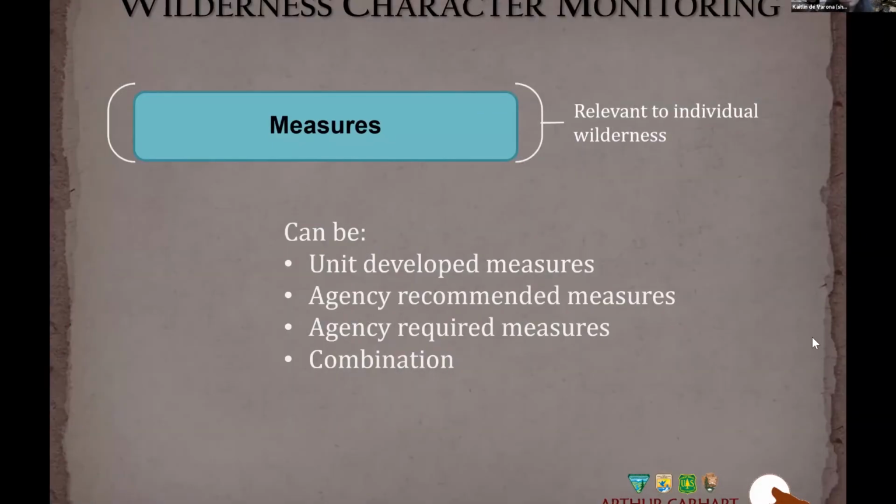And with that, I will hand it over to Mike Smith to talk a little bit more about implementing wilderness character on the ground.